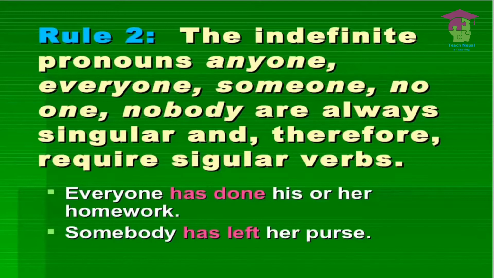Now next one, you see the indefinite pronouns like anyone, everyone, someone, no one, nobody, they're always singular, right? If there comes an indefinite pronoun like anyone, everyone, someone, no one, nobody, they are always singular, therefore they require singular verbs. For example, everyone has done his or her homework. Sometimes it may be confusing, and the student may think everyone have, because they may think that it's plural, it's referring to all, right? Yeah, of course.